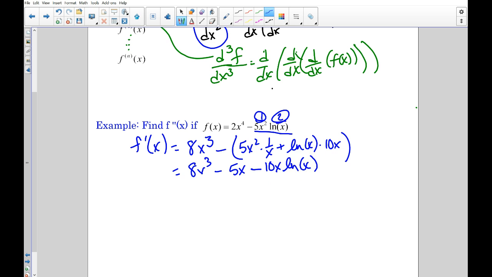And then I can go ahead and differentiate again a second time. The derivative of 8x cubed is going to be 24x squared, the derivative of negative 5x is minus 5, and then this again is a product, so 10x times 1 over x, if it'll let me write.